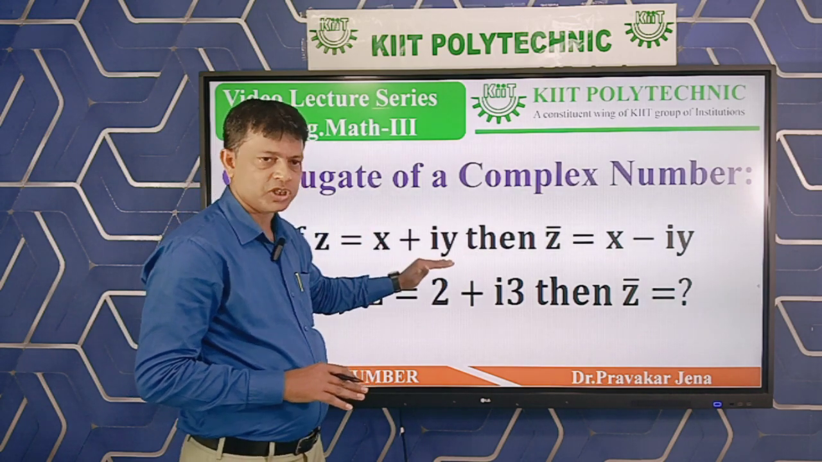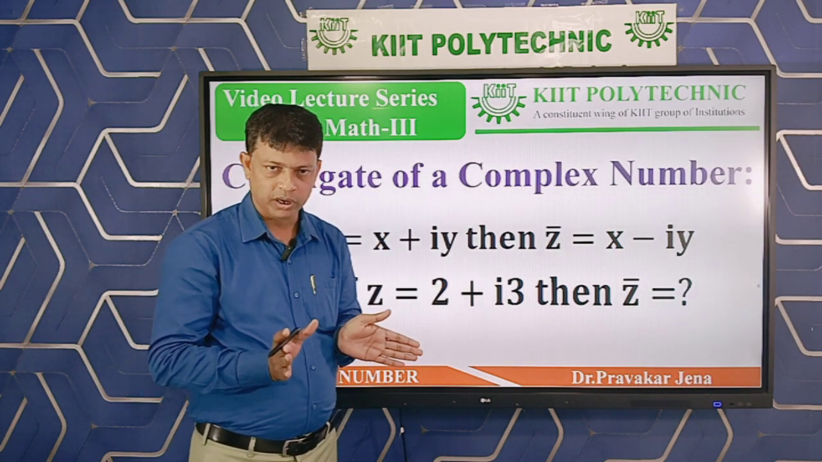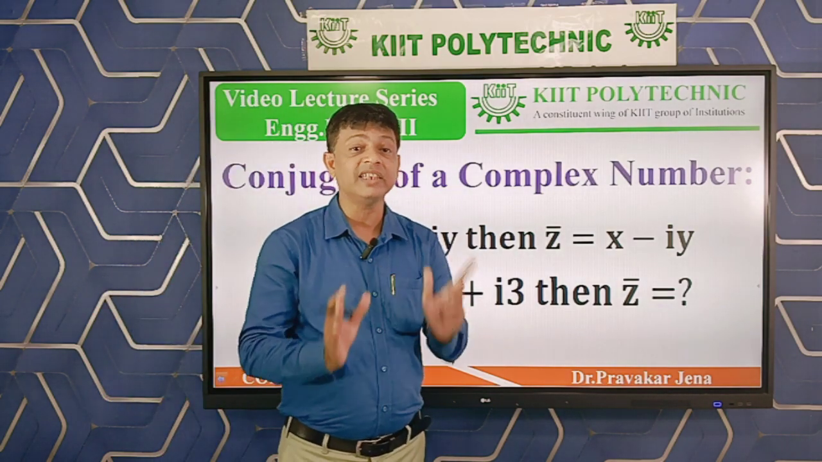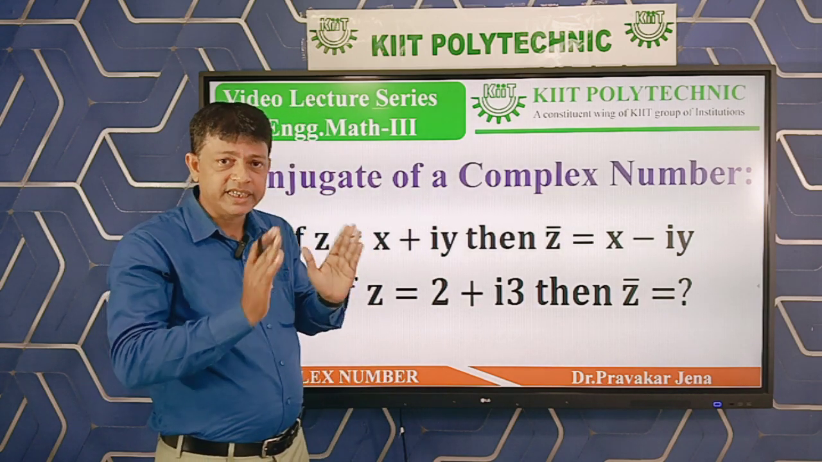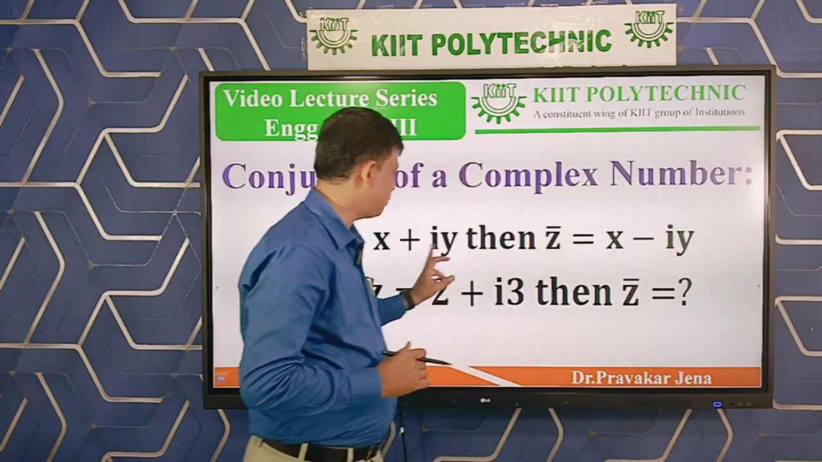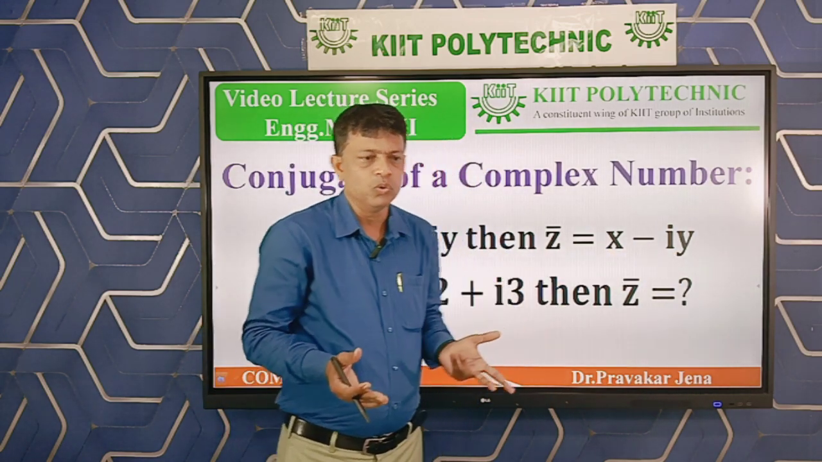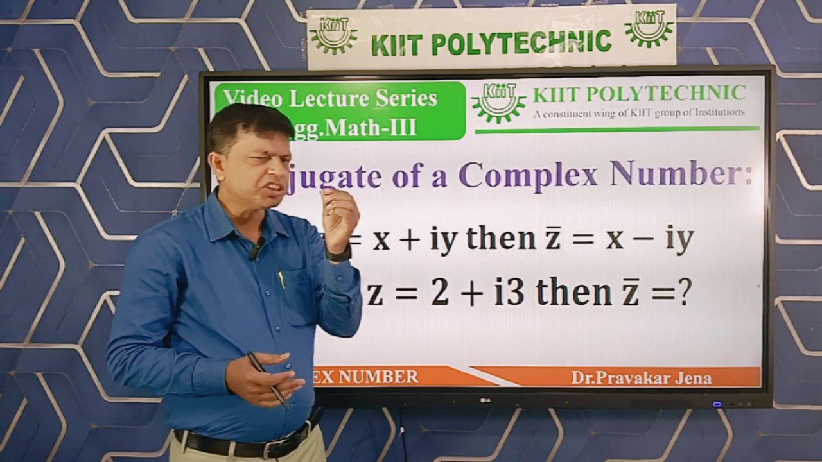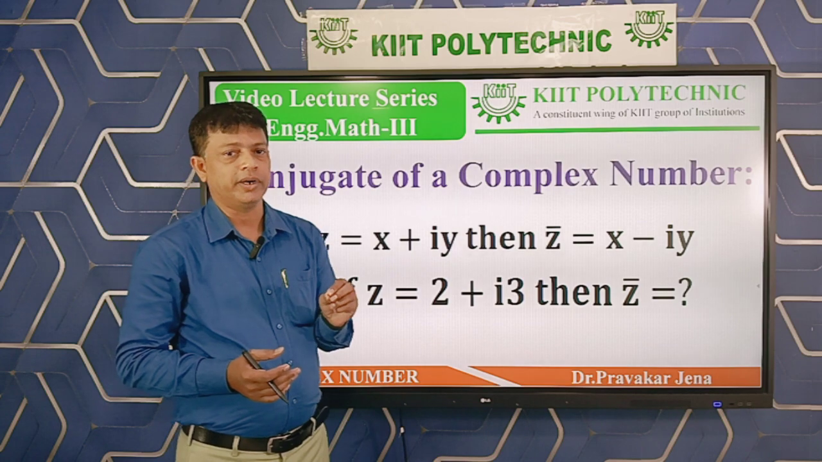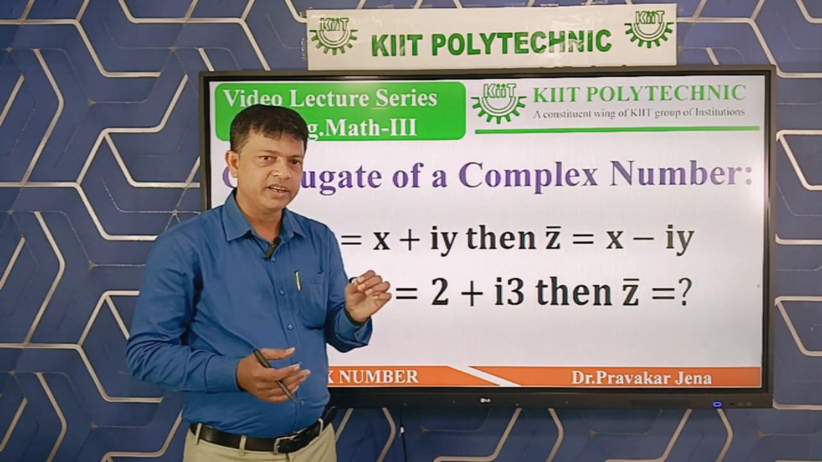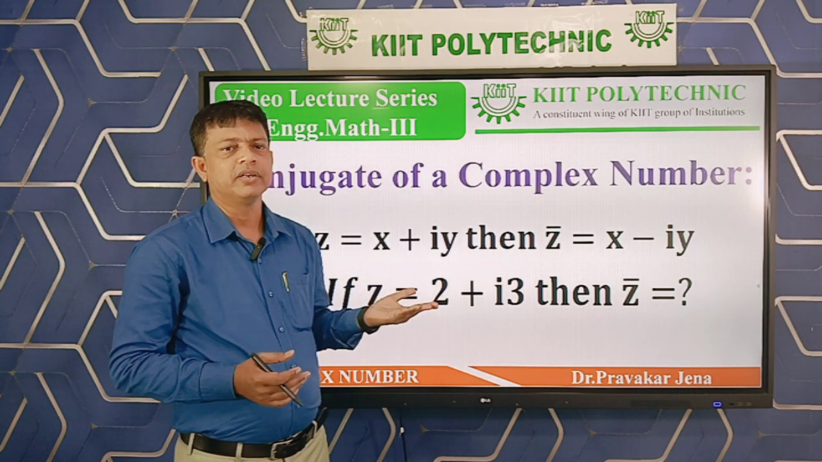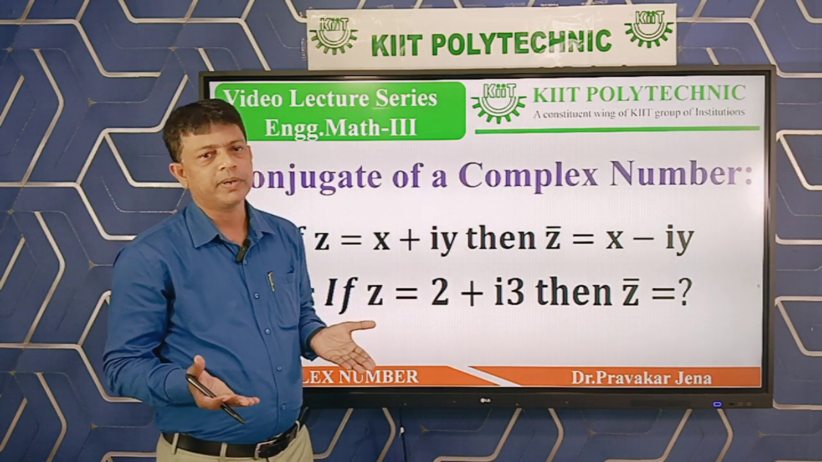If z equals x plus iy, then the conjugate of a complex number is denoted by z bar, which is obtained by changing the sign of the imaginary part. That means minus iy if it is x plus iy. From my point of view, I'll tell you one thing: you just change the sign before i. Very simple. You remember this point. If i is anywhere, you can change its sign, and you will get the conjugate of a complex number.